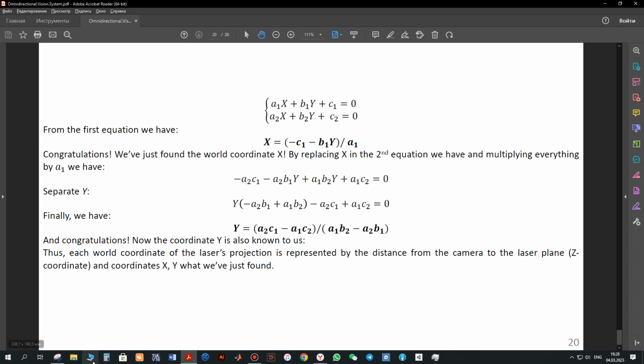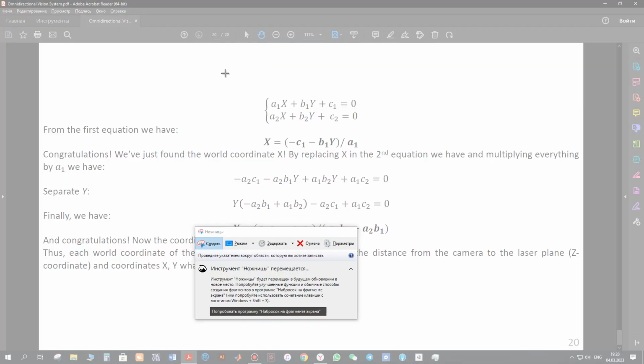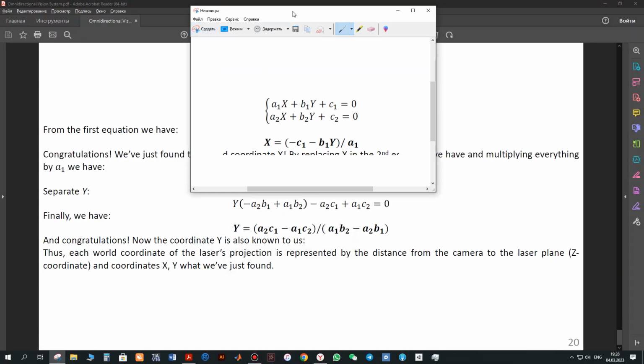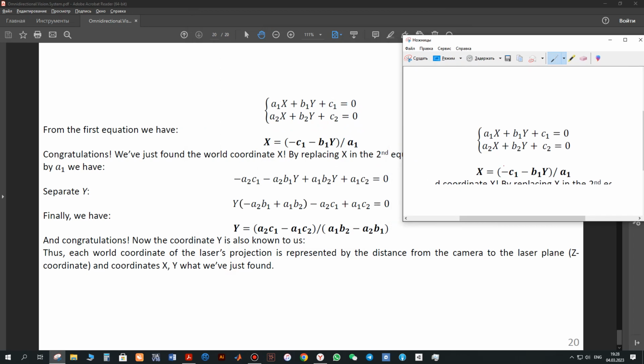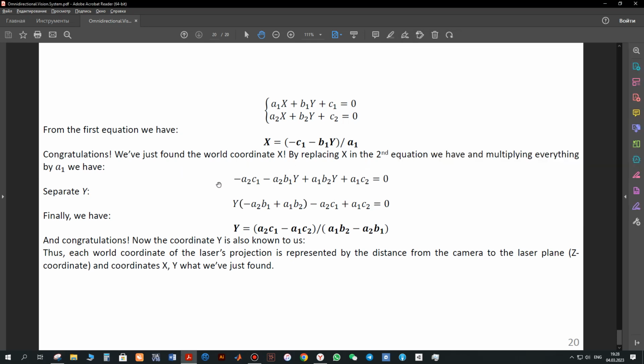So here, instead of x we put this, also multiplying everything by a1, and we will have this equation after replacement. From here we separate x, we separate y, and we find y. So we divide this by this. And so now we know x and y.